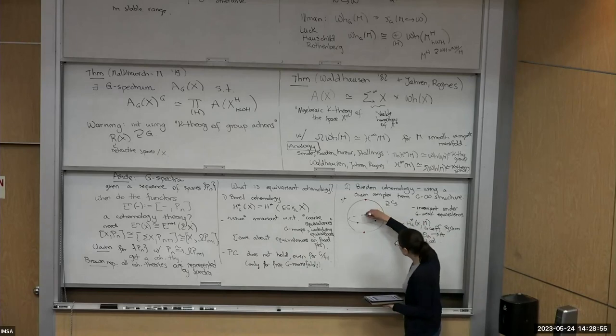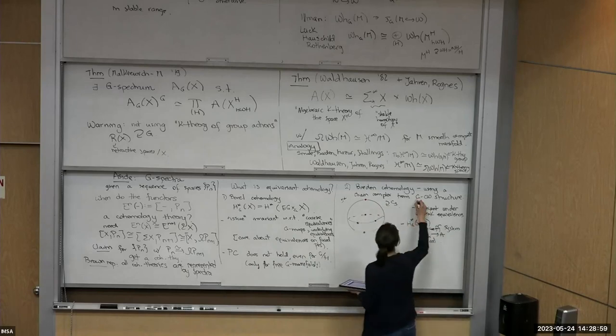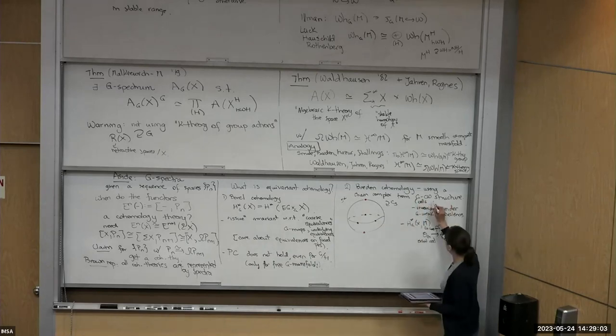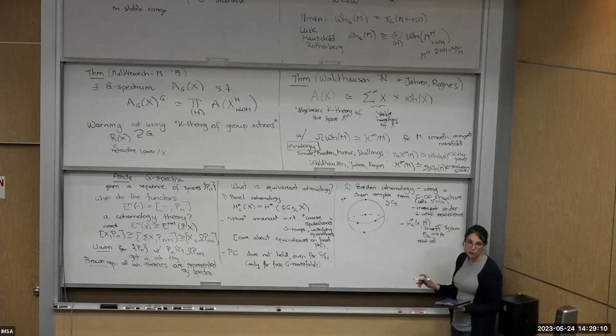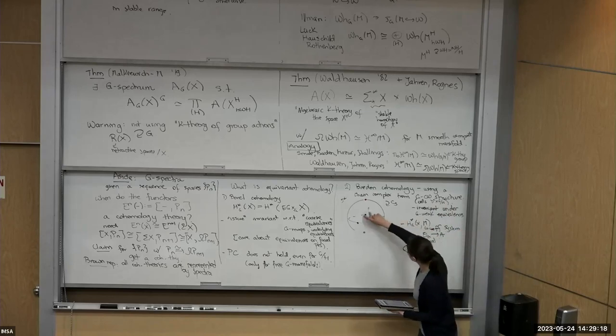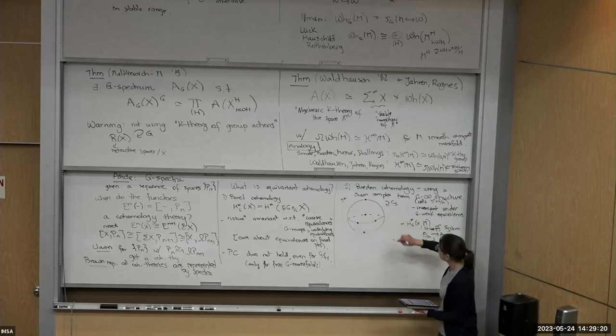So this is another zero cell, but now this is a free type, right? So let me remind you here. Cells in a GCW structure are of the form, so they're not just disks, but they're disks times an entire orbit. So every disk you attach together with its entire orbit. So the slogan is orbits take the place of points.